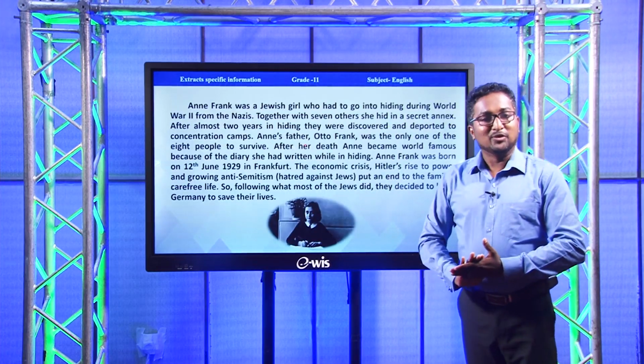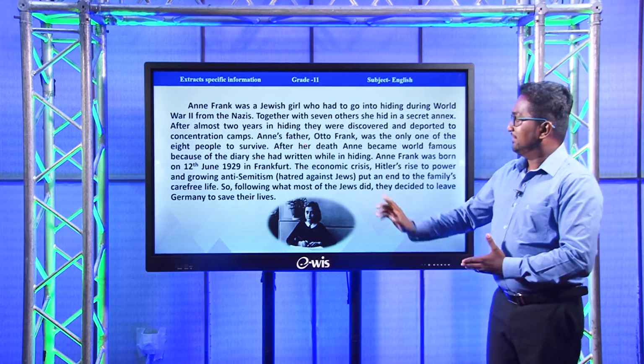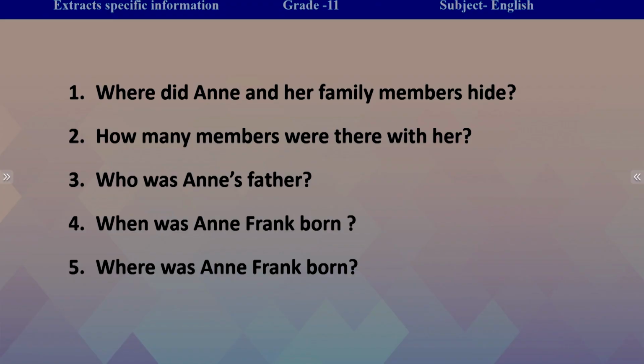Right. As I told you earlier, you must have a purpose of reading. Then we'll look at the next slide. Yes. Where did Anne and her family members hide? Where? With that question word, we ask a place. How many members were there with her? We ask the number of family members or the people who were there with her. Who was Anne's father? Who refers to a person, you know that.